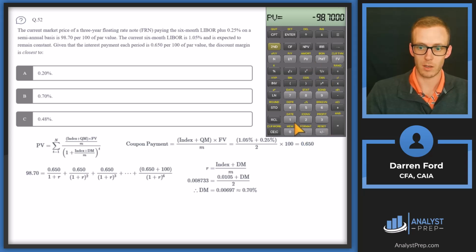Which would be, and then we'll have par for future value there. So when we compute our interest rate, we get 0.08733. So that's going to be our R. So now we can solve for this formula to get the discount margin. So the discount margin is going to be index plus discount margin equals R, and then divided by the number of periods. So then from here, we have all the numbers. We just do the algebra out, and we can see that rounds to answer B, 0.7%.